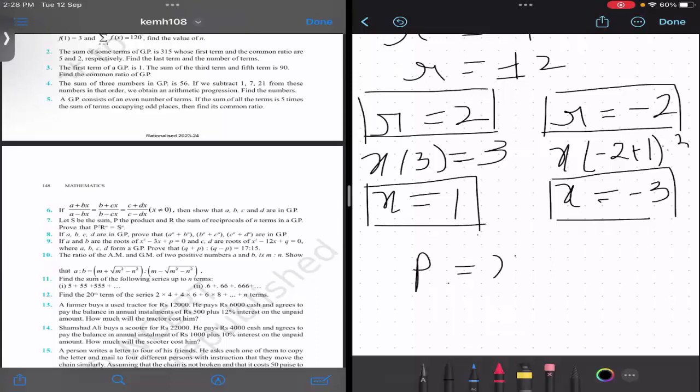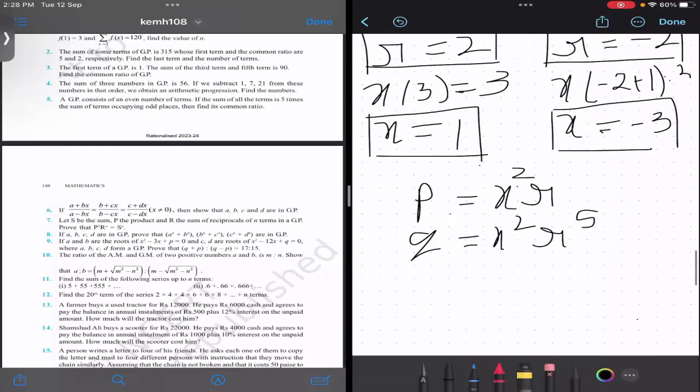P is going to be x²r and Q is going to be x²r⁵. So for case number 1, P is going to be x², which is 1, and r is going to be 2, so P is going to be 2, and Q right here would be x², which is just 1, and r⁵ is going to be 32. Right. In this case, P is going to be x². So x² is nothing but 3 squared, which is 9.